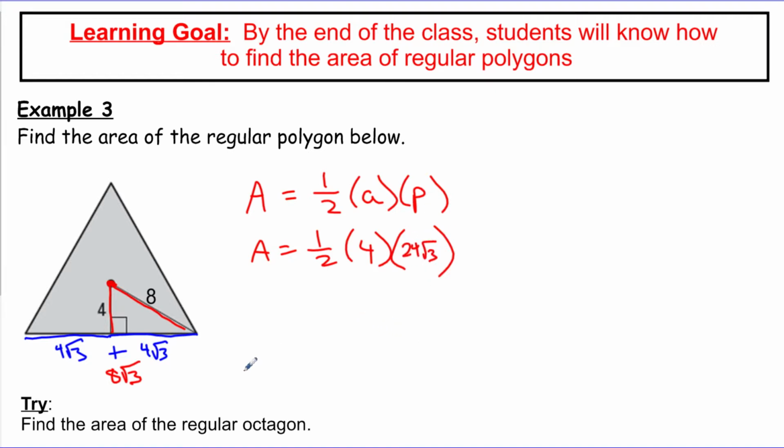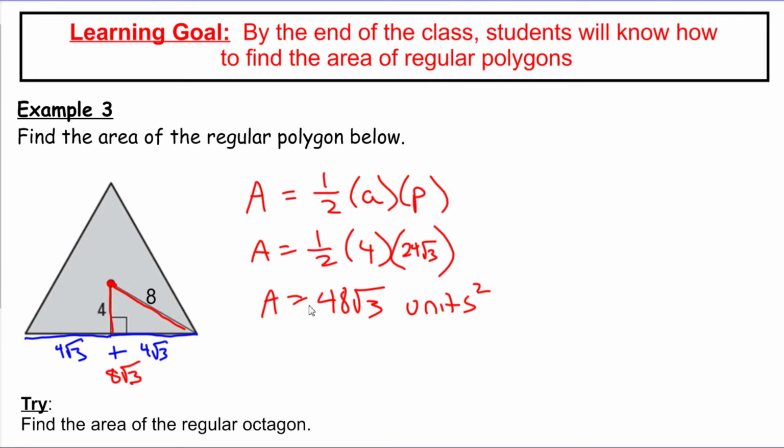Okay? So you have to be careful. Whenever you're using these right triangles to help you find some information about a side, you're actually only finding half of one side in your regular polygon. So just be careful with that. Again, if I multiply this together, half of 4 is 2. 2 times 24 is 48 square root of 3 in simplest radical form. I don't have any units here, so I'll just say units squared or square units.